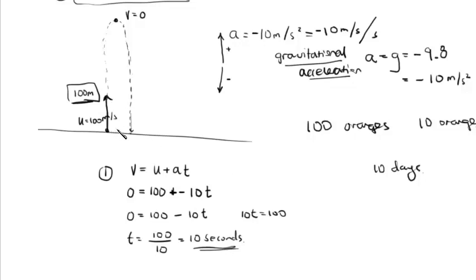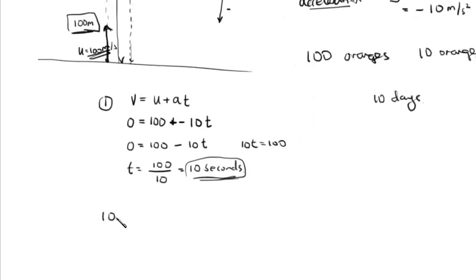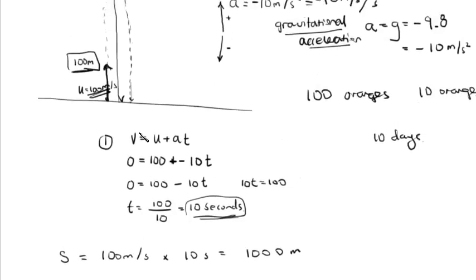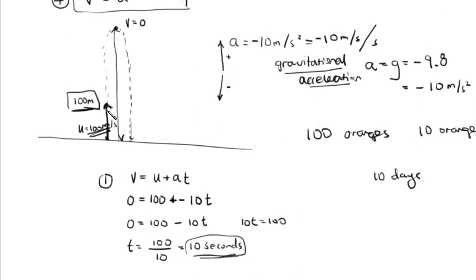Now, what's the height that it reaches there? If there was no acceleration and it was just constantly going at 100 meters per second for, let's say, 10 seconds, then of course it would reach 1,000 meters. Is that right? 1,000 meters, that's the displacement. But that's definitely not going to be the case, because it wasn't going at 100 meters per second all the way to the top. It eventually slowed down.